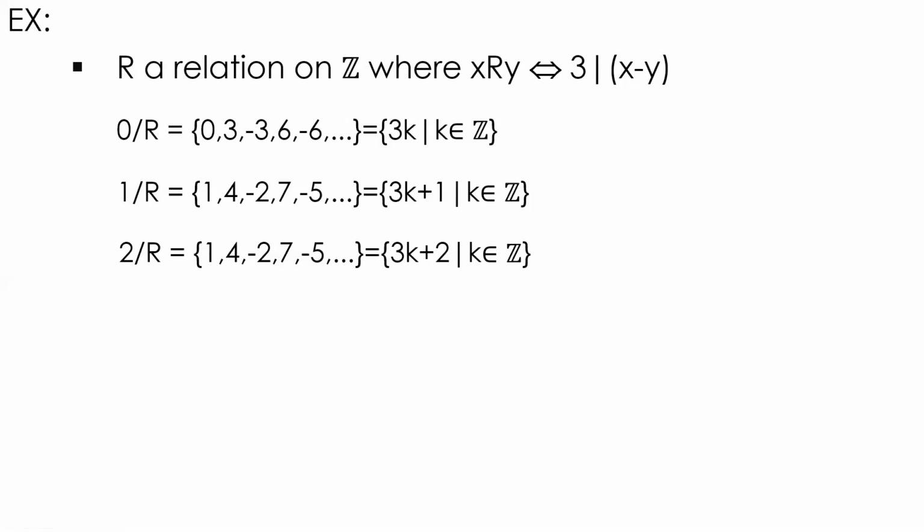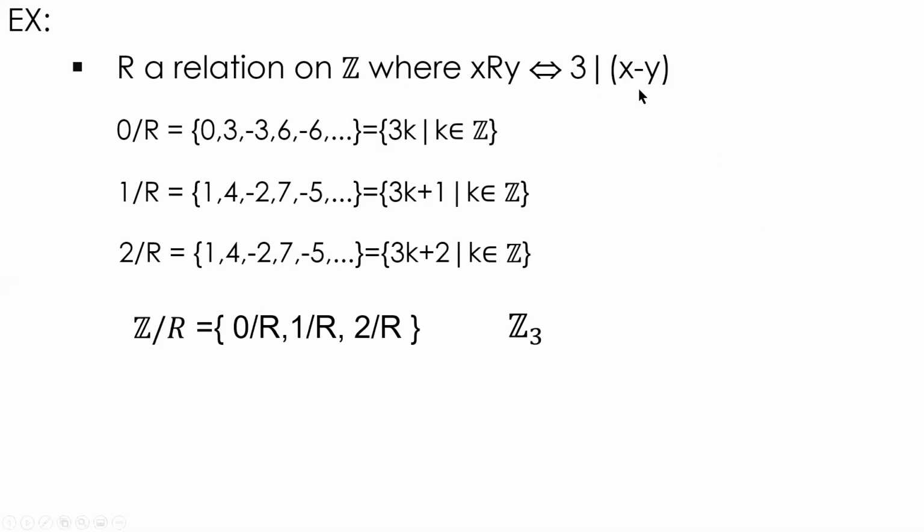The set of all equivalence classes, well, we've got 3 of them. So Z mod R is [0]R, [1]R, [2]R. We use this structure so much, we have a shorthand for it. We call it Z mod 3, Z sub 3.